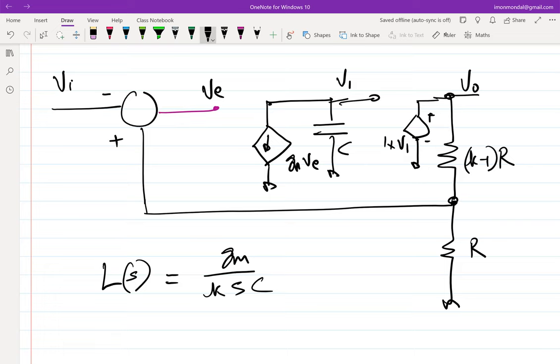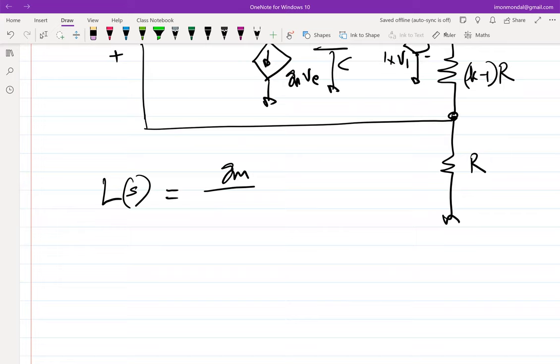The V1 will be minus GM by SC, and then you buffer it and there is a voltage division of 1 over K and that comes back. So return ratio, or in this case loop gain, is GM over KSC, right? So we write it in this form. So now what is then omega u loop? GM by KC.